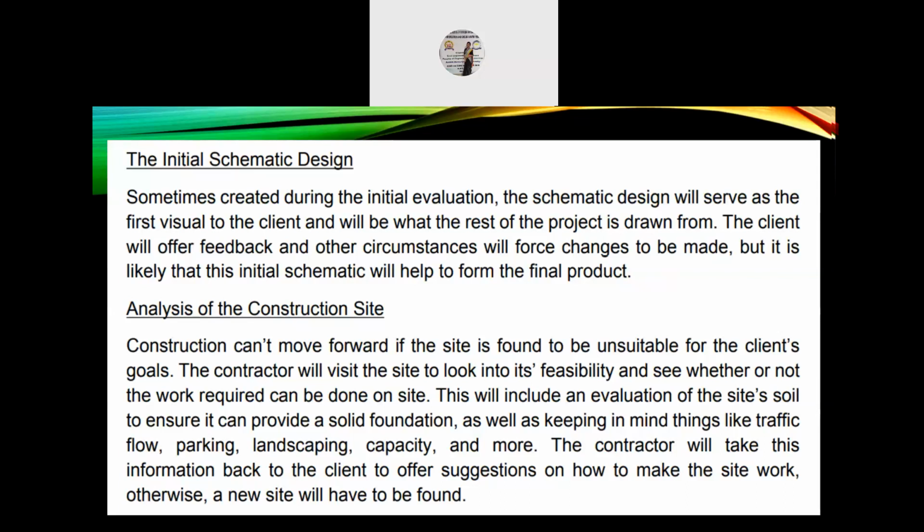So this will include an evaluation of the site's soil to ensure it can provide a solid foundation, as well as keeping in mind things like traffic flow, parking, landscaping capacity, and more. The contractor will take this information back to the client to offer suggestions on how to make the site work, otherwise a new site will have to be found.